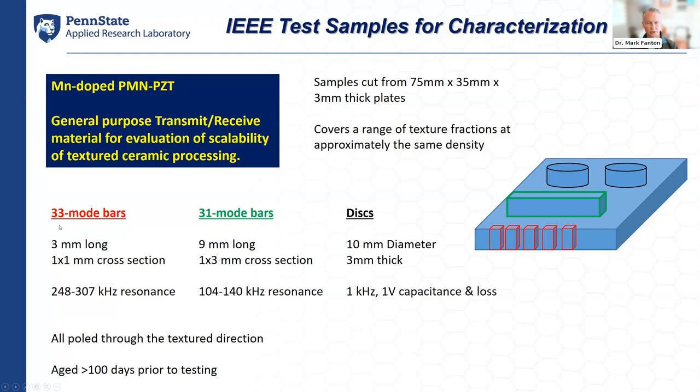We used traditional 3-3 mode bars, 3 millimeters long with a 1 by 1 millimeter cross section, 3-1 mode bars to get the lateral coefficients, 9 millimeters long with a 1 by 3 cross section. And then we used 10 millimeter discs. And all of these measurements were made at 1 kilohertz and 1 volt drive level. And everything aged more than 100 days prior to testing. And everything was poled and tested through the texture direction. So in terms of this notional plate that we're looking at here, the texture direction would be through the thickness of the plate.